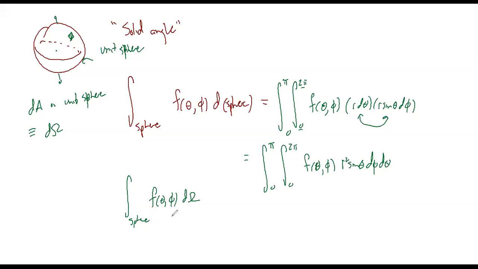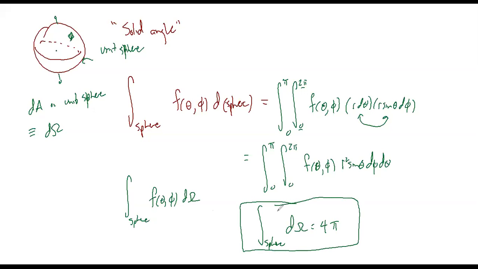That is a two-dimensional integral because it's over a sphere, and that's solid angle. And what's true is that that's equal to 4 pi. So that's the area of the unit sphere.